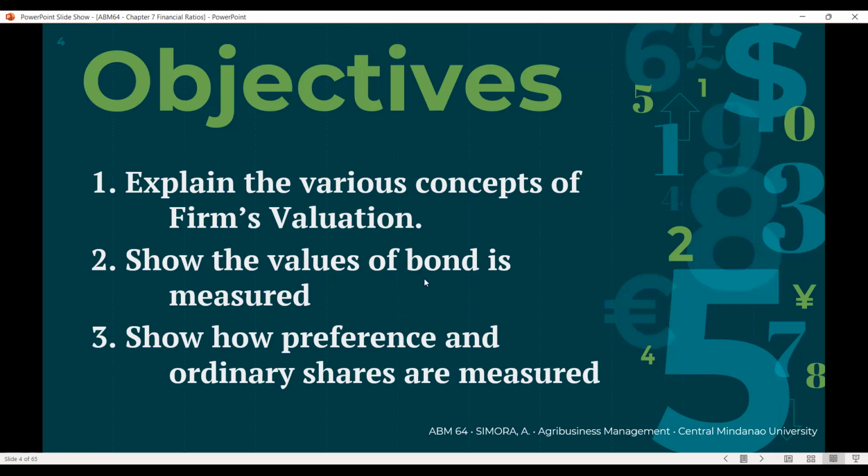Next is to show how the value of bonds is measured, with the elements, especially our expenses and sales, our profit. Next is to show how preference and ordinary shares are measured. So our shares, how are they measured? How profitable is our company? Mostly, those ratios show this information or data, which really helps in evaluating or giving value to the whole company itself. Those ratios also help in making crucial financial decisions in our company.